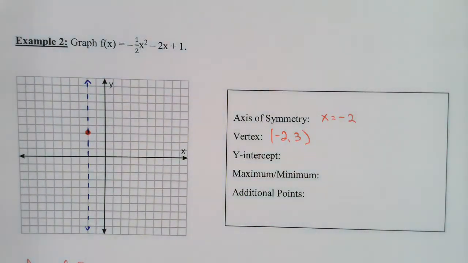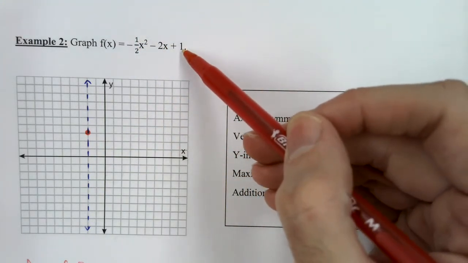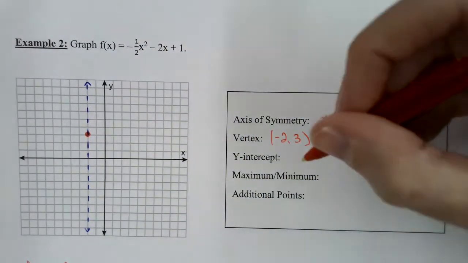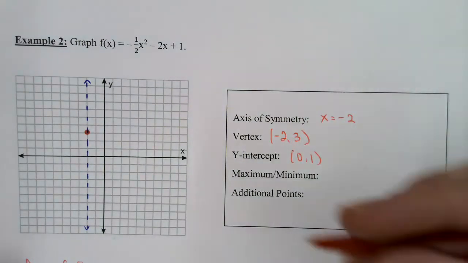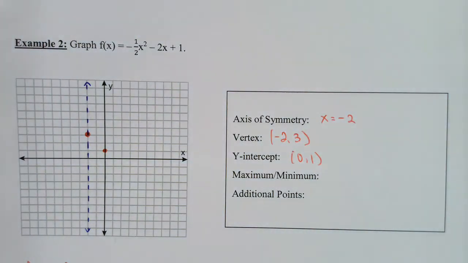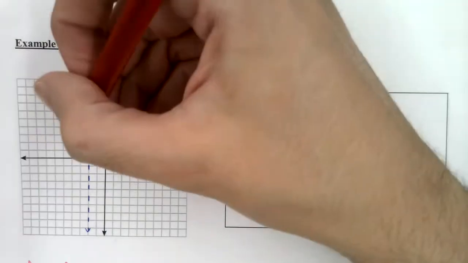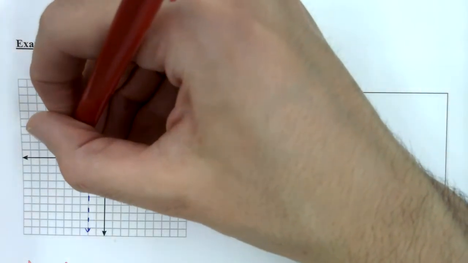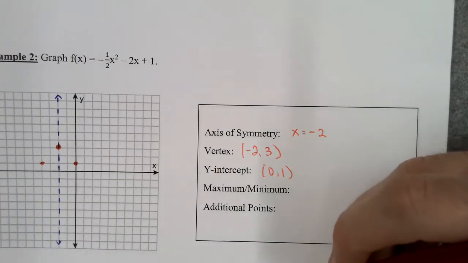Now the y-intercept is when you substitute 0 in for x. So again, the shortcut is whatever that number is. So 0, 1. And let's graph that. And let's reflect that. That is 2 units to the right of the axis of symmetry. So I'm going to go 2 units to the left of the axis of symmetry and plot a point right there. Now let's get an additional point.